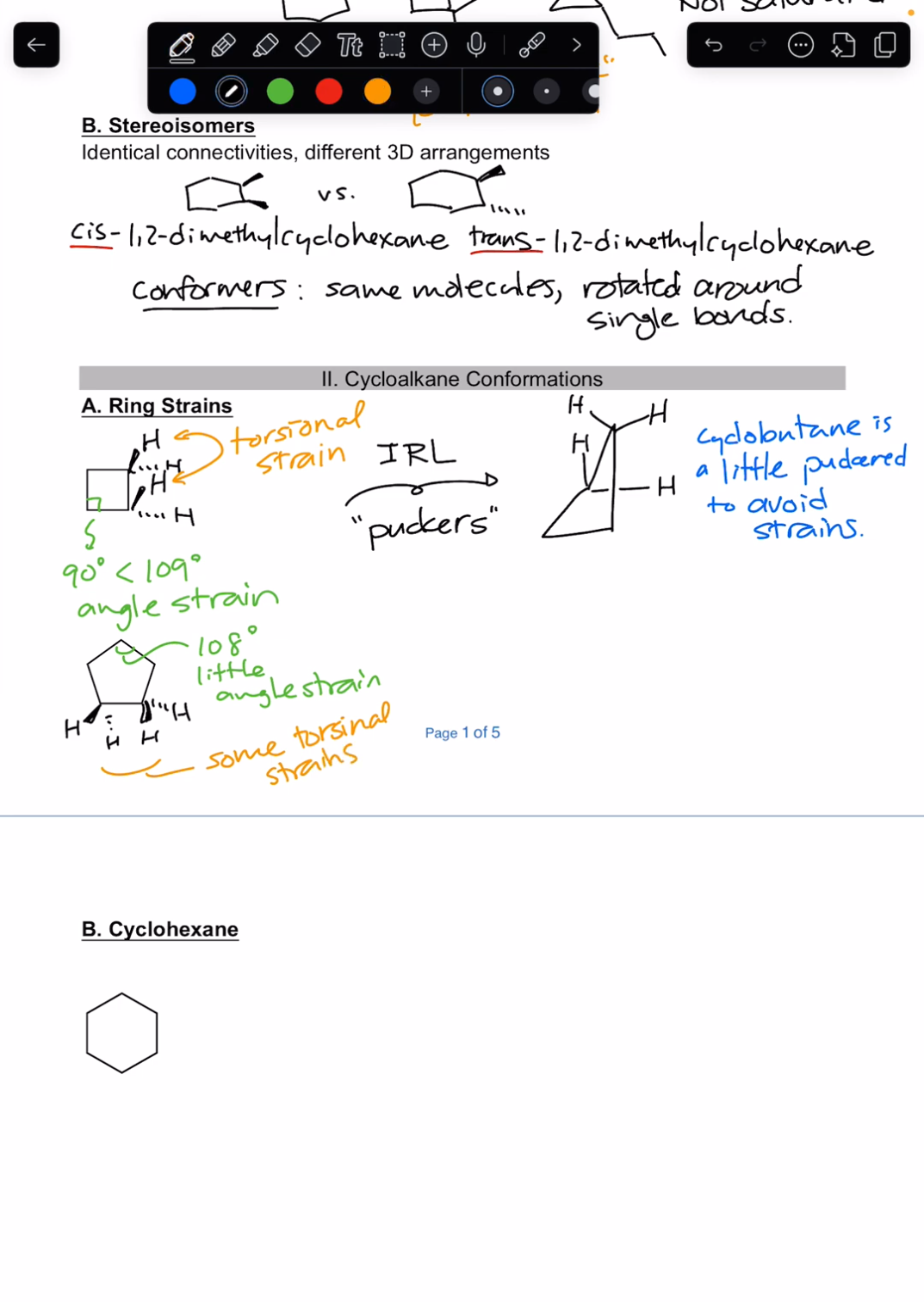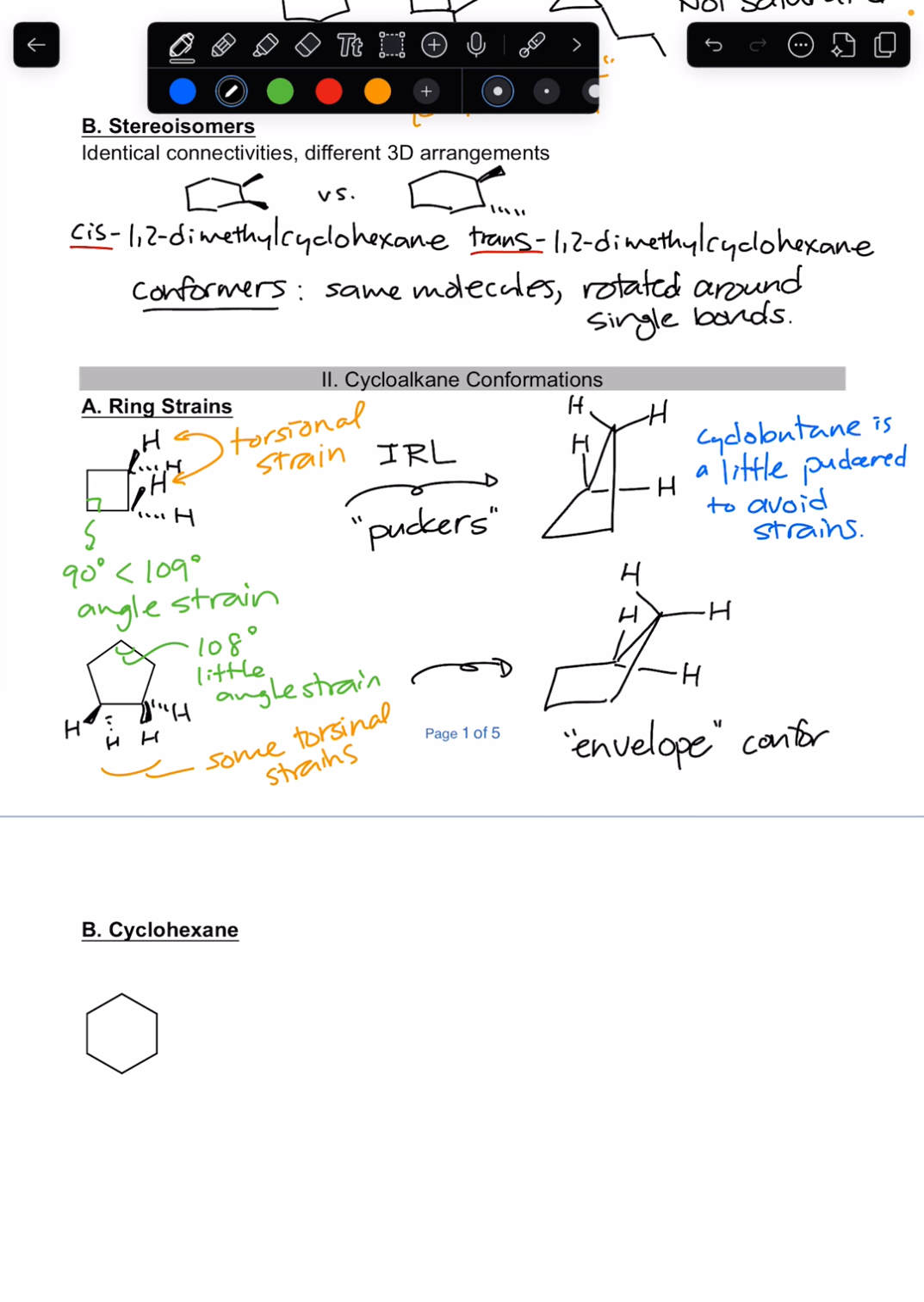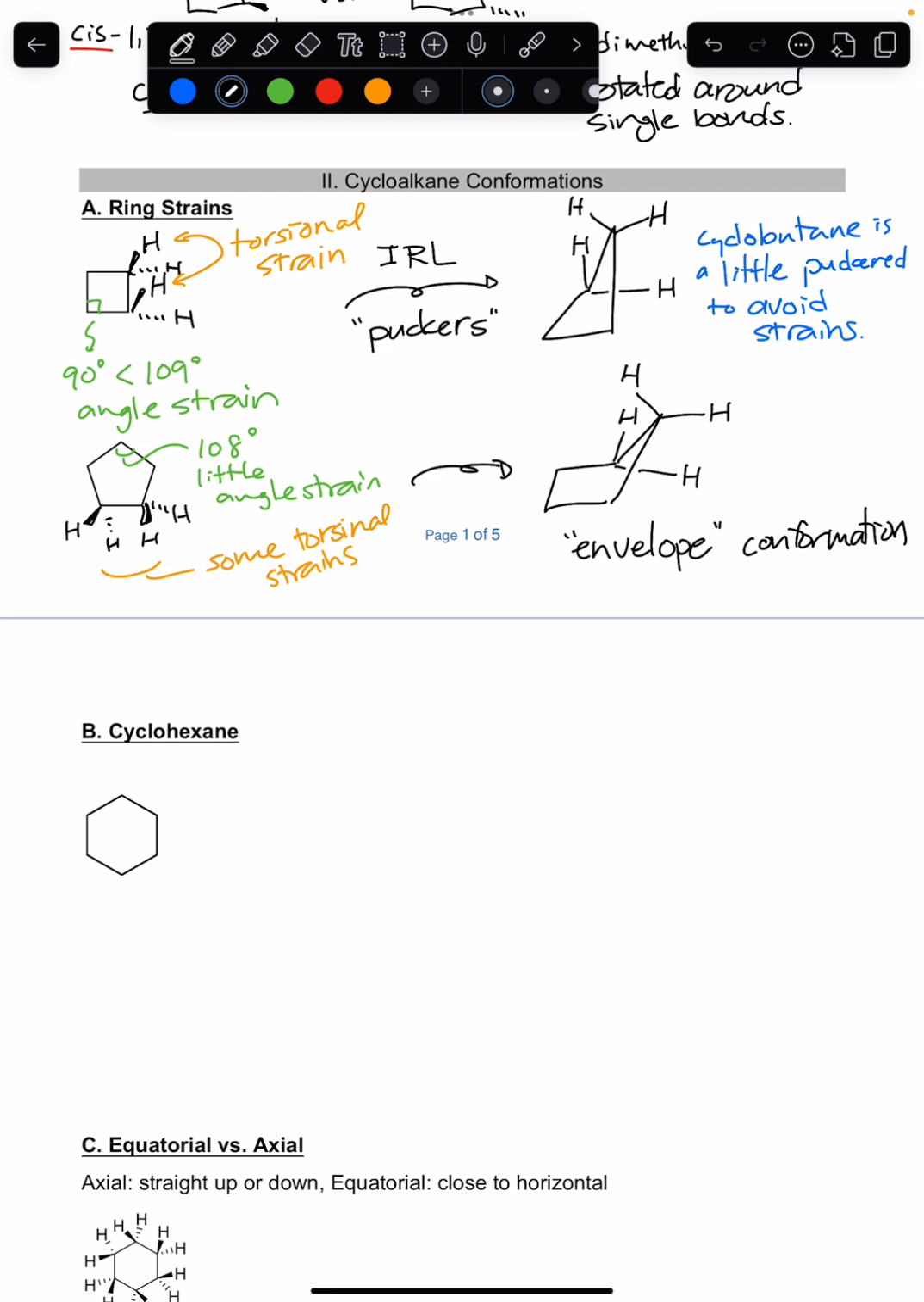But once again, in real life, if you form this molecule with a molecular model kit, you might notice that the natural way to make this molecule would not be a flat molecule, but it would take a conformation that looks like this. It's often called the envelope conformation of the cyclopentane. And again, that's to avoid some strains.